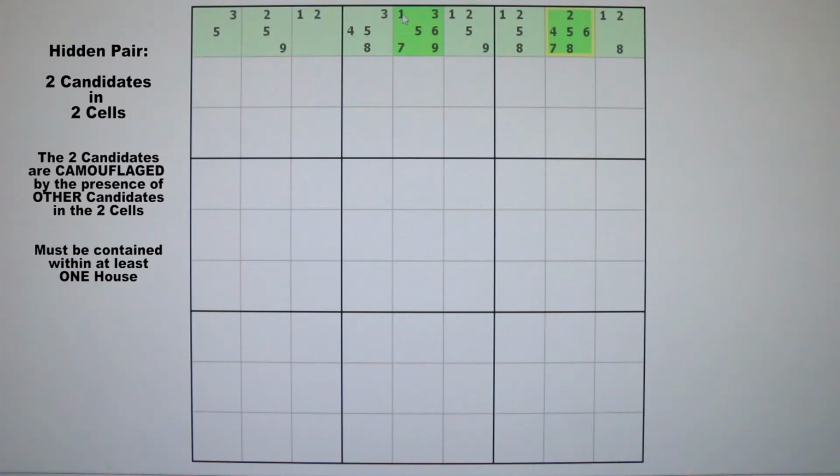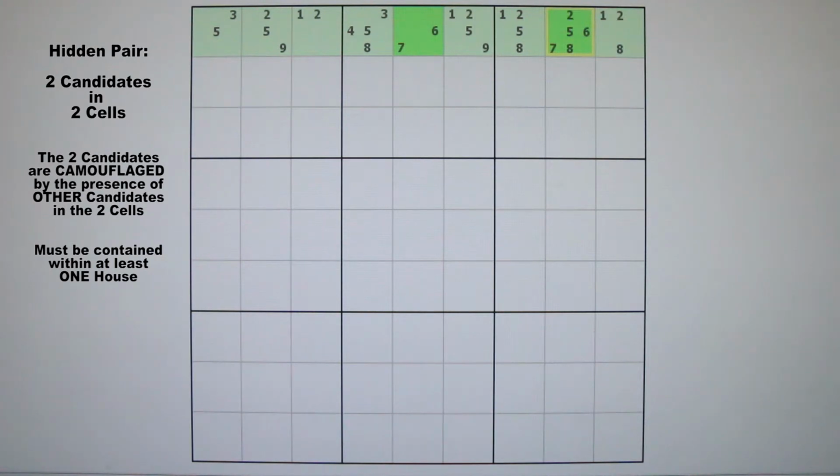So that means you can eliminate this 1, the 5, the 3, and the 9, and you can eliminate the 4, the 2, the 5, and the 8. Because that pair of 7 and 6 was in there all along, but it was covered up and disguised by the presence of those other candidates. Now, if a 7 or a 6 were to occur in any one of those other cells in that row, then that wouldn't be a hidden pair.